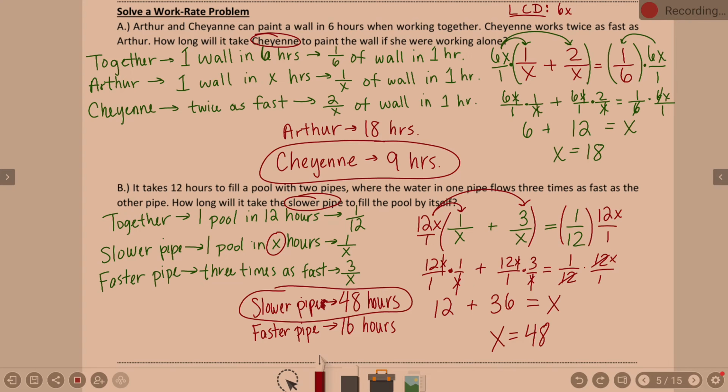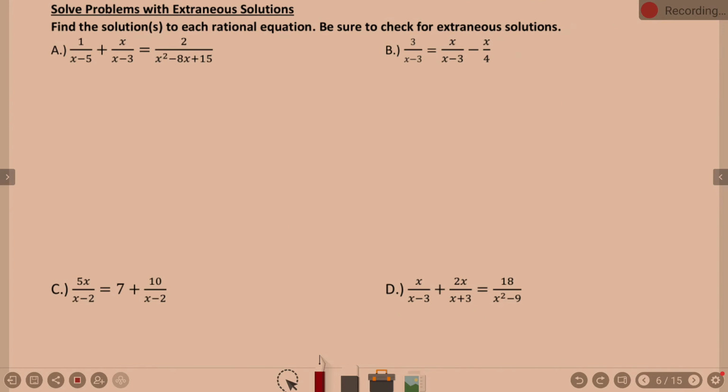Okay, ready for the backside? Where are we at? We'll at least get 1 in, maybe 2 in. Other than that, we will pick up tomorrow. So on the backside, you don't get just one fraction. We have multiple fractions here. And our job is to solve and, of course, check for extraneous solutions.